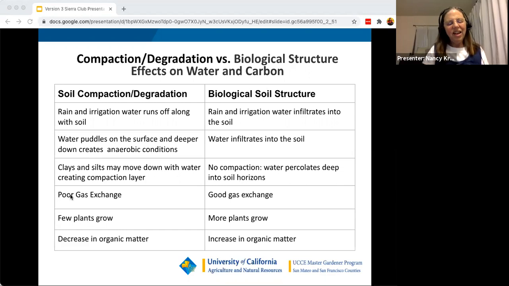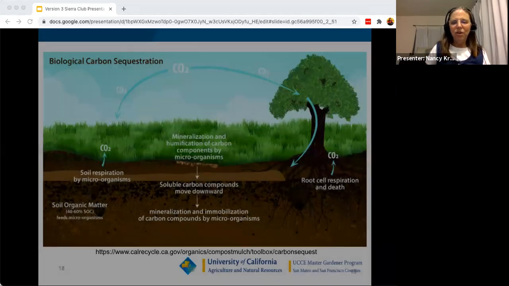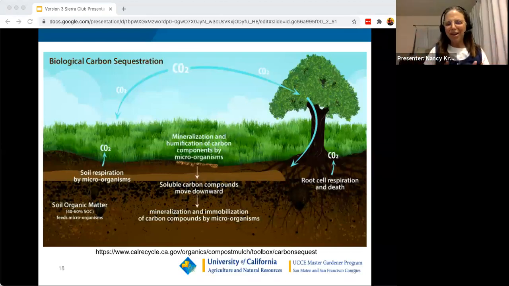And lastly, in a compacted soil, you have a decrease in organic matter. And of course, in well-structured soil, there is an increase in organic matter, which increases carbon cycling and carbon sequestration. Now, before I turn you over to Terry, I'm going to leave you with this lovely picture. This is just showing how the carbon cycles in a beautiful setting. And I just want to highlight a few things that we talked about.